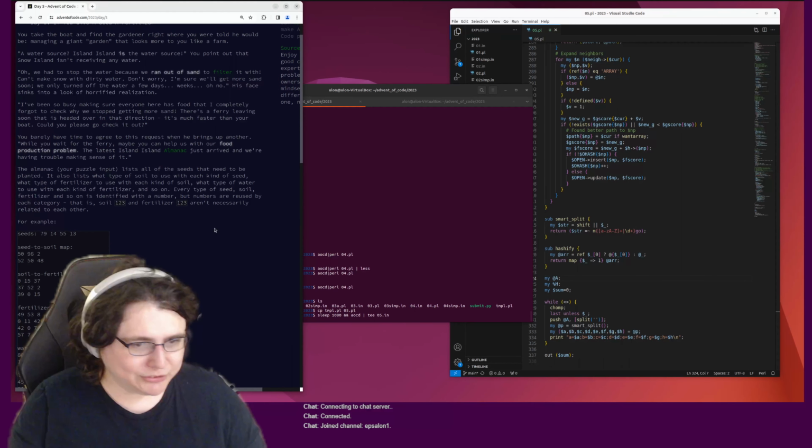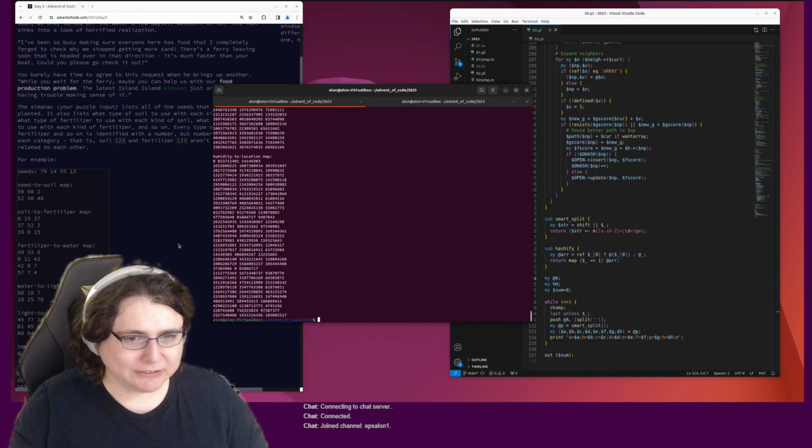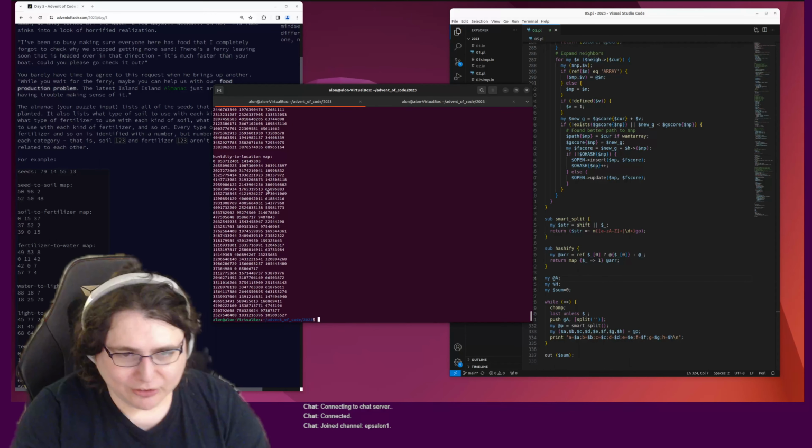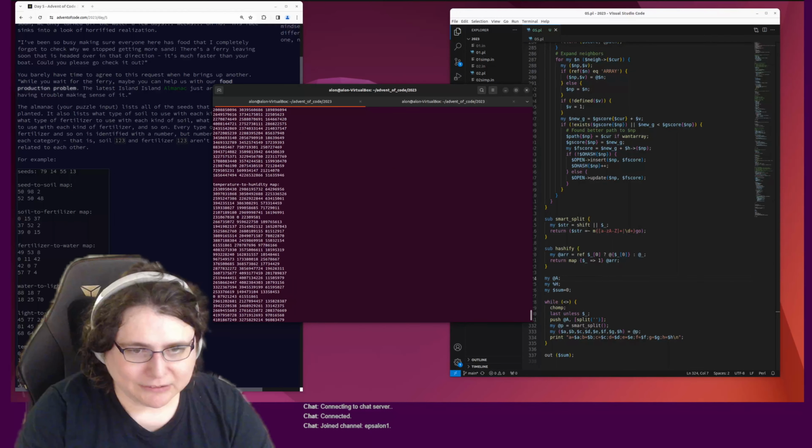Okay, we have the seed, soil, fertilizer maps. The almanac lists which seeds need to be planted. Also it lists what they need. Okay, so we have a bunch of maps.